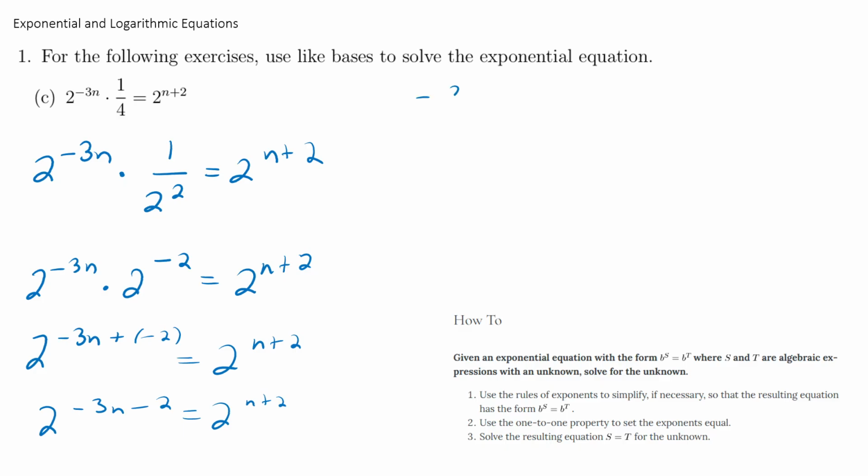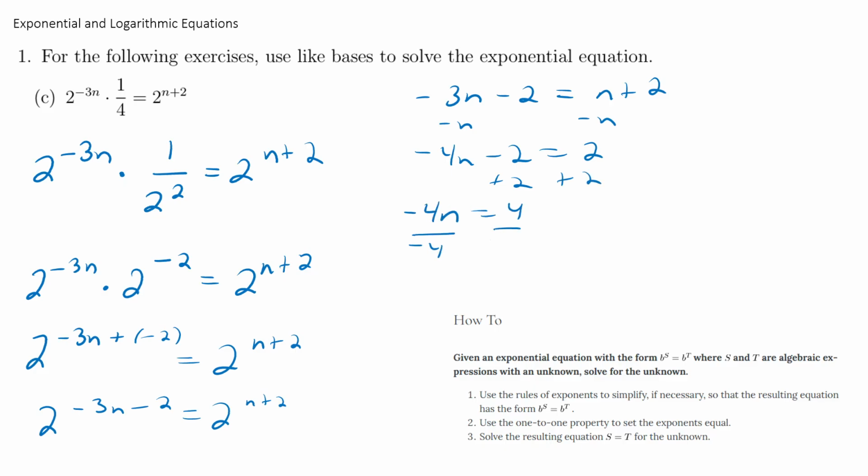So I've got 3n minus 2 is equal to n plus 2. Let's subtract our n's to the other side. So minus n: 2n minus 2 is equal to 2. Add 2, add 2. So 2n is equal to 4. Divide by 2, divide by 2, and n is equal to 2.